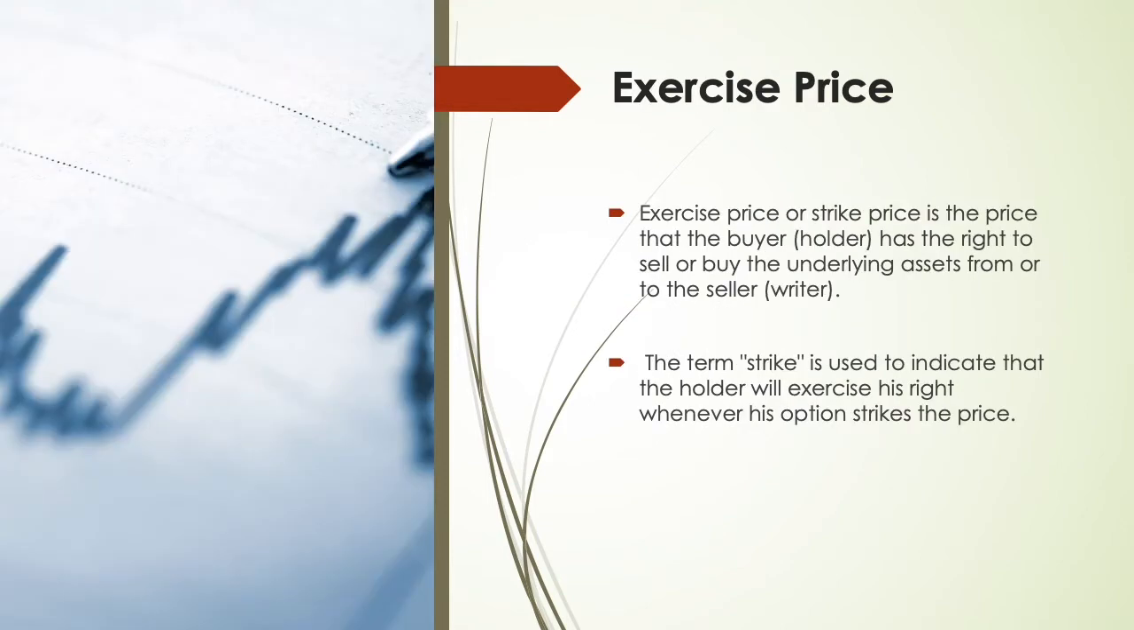Second is the exercise price. Exercise price or strike price is the price at which the buyer or holder has the right to sell or buy the underlying asset from the seller of the option contract. The term strike is used to indicate that the holder will exercise his right whenever his option strikes the price.